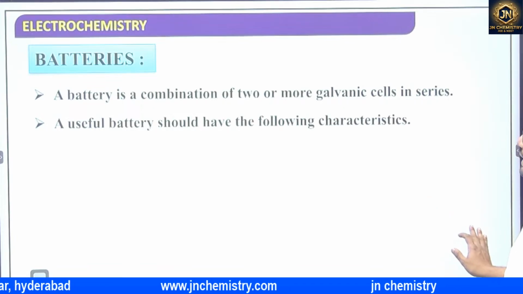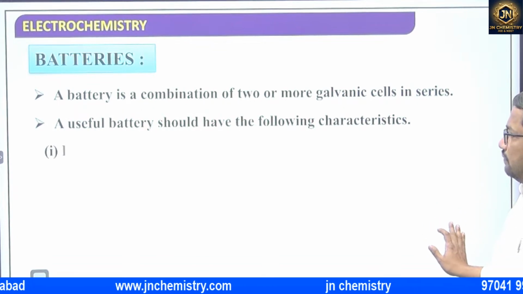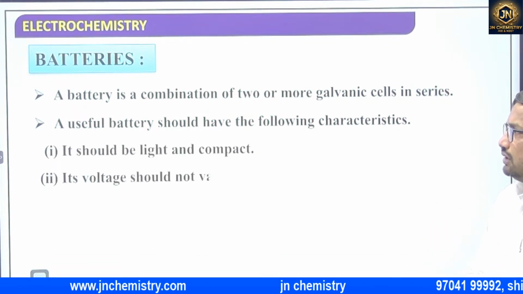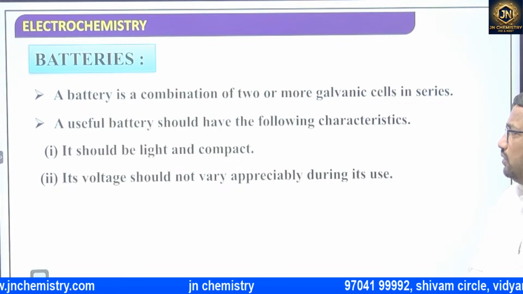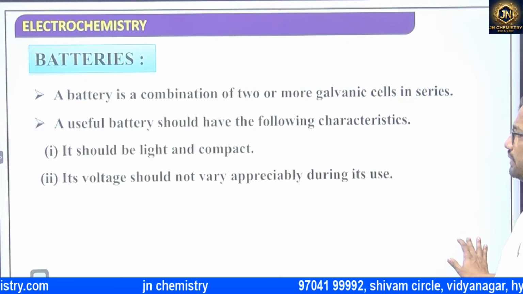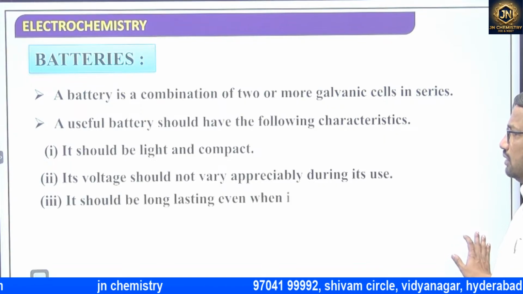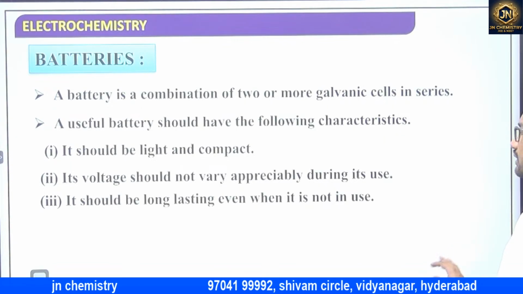A combination of two or more galvanic cells in series is useful. Batteries should have the following characteristics: they should be light and compact, the voltage should not vary apparently during use, and they should be long lasting.